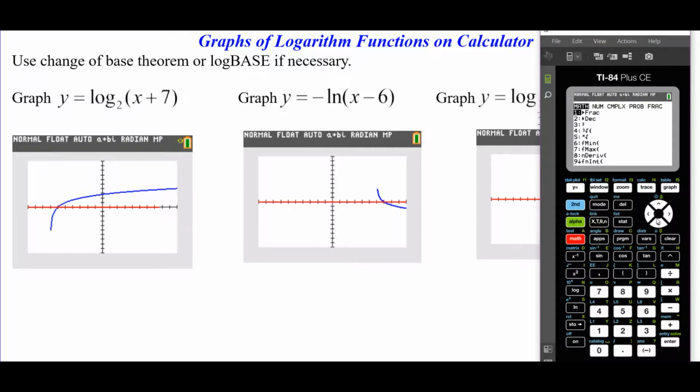So if you press your math button and you scroll down, or if you just scroll up because it's way towards the bottom, you can see that here you have log base. So we could do, let's say, log base 2 of 8 evaluates to 3.